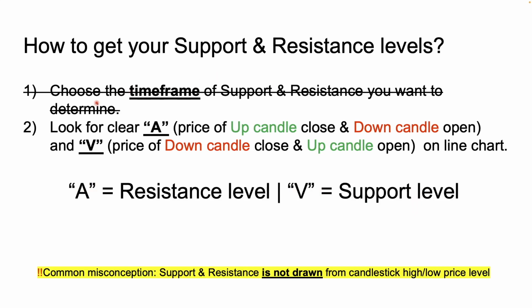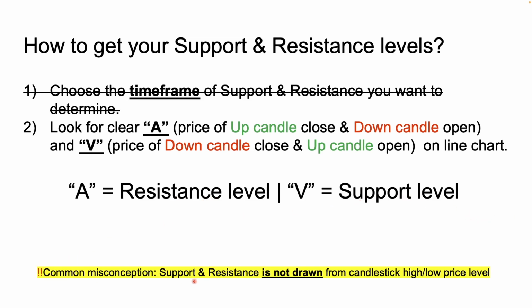So after you have chosen your time frame to draw your support and resistance, you want to find the levels by looking for a clear A, whereby there's a price of an up candle close and a price of a down candle open, and a V, where it's the price of a down candle close and an up candle open on the line chart. So A is where we look for resistance, and V is where we look for support level.